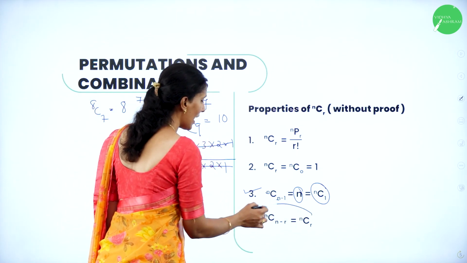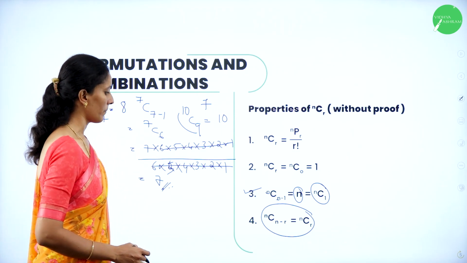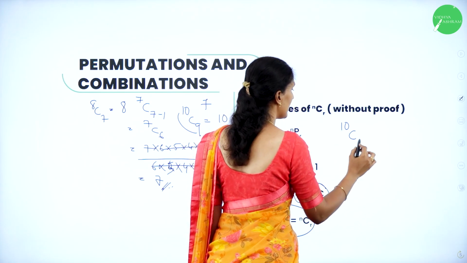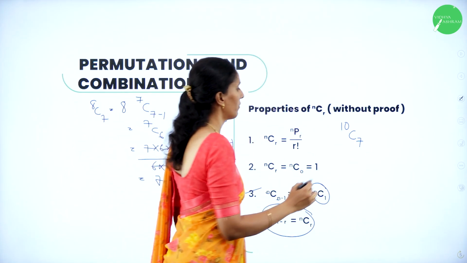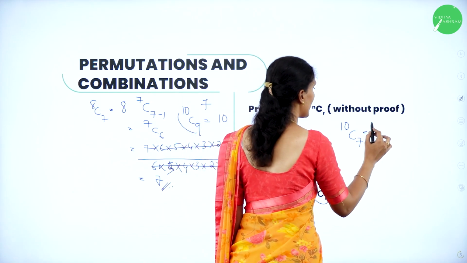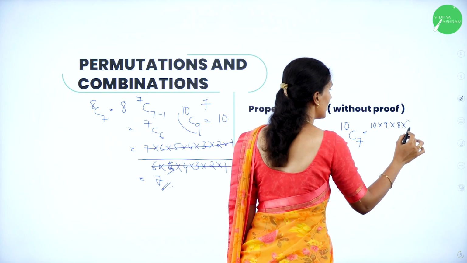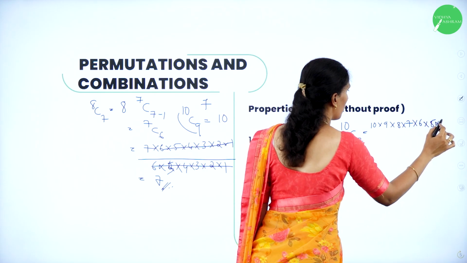Next we have NC(n minus r) is equal to NCR. Let me take an example now. We have 10C7. So choosing 7 objects from the 10 objects. So that is 10 into 9 into 8, 7, 6, 5, 4.